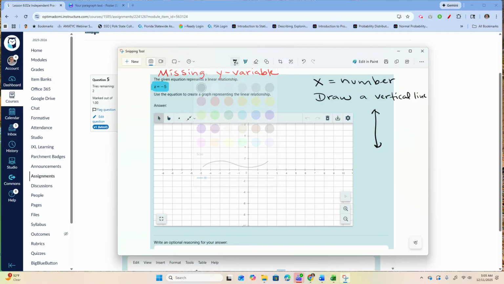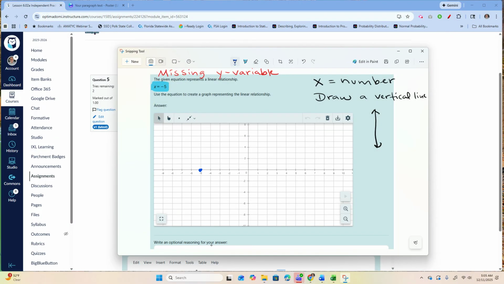So here's what we're going to do with this equation. Now we're going to find -5 on the x-axis. Remember, this here is the x-axis. Let's look for -5. We start in the middle and go to the left. Here's -5. Put a dot there on the -5. And I already know I'm going to be drawing a vertical line.